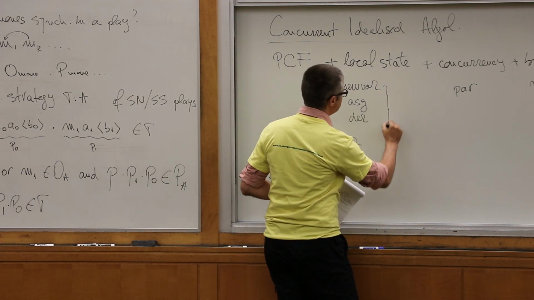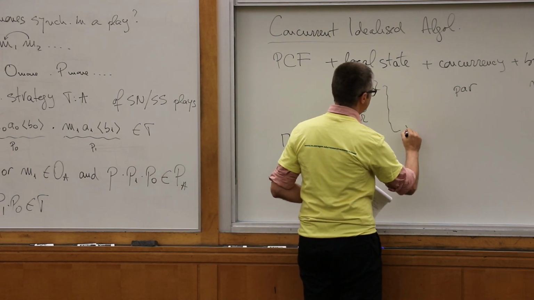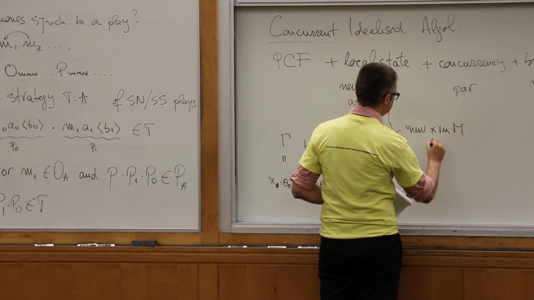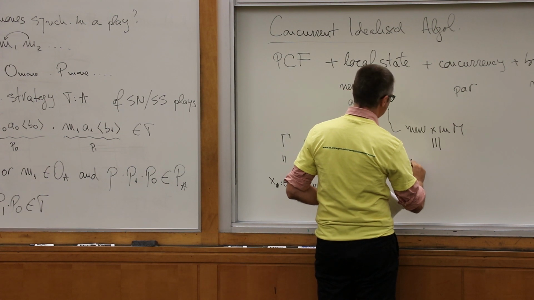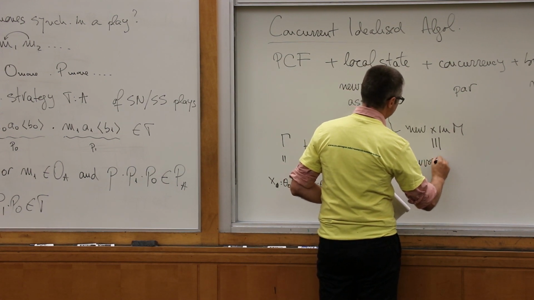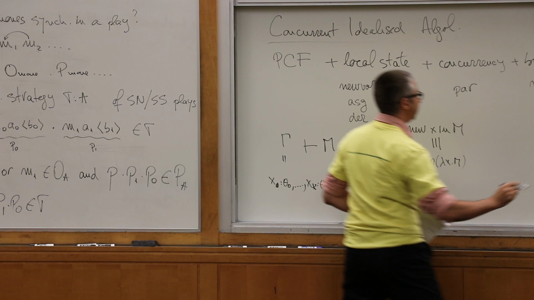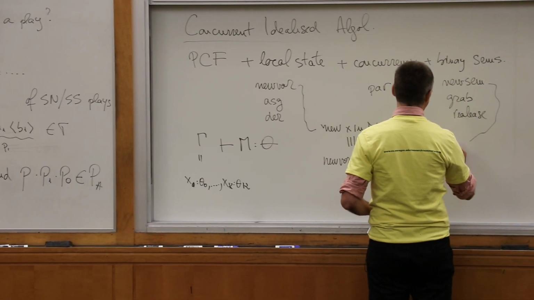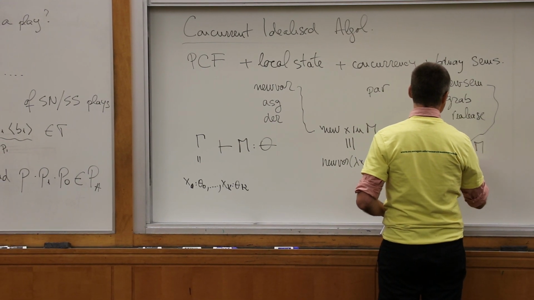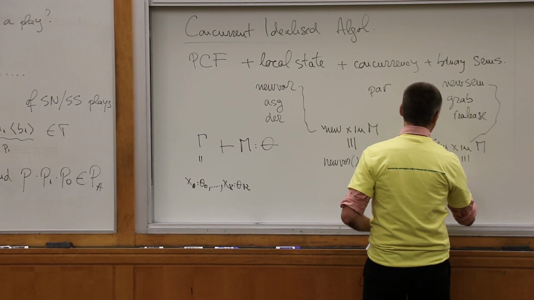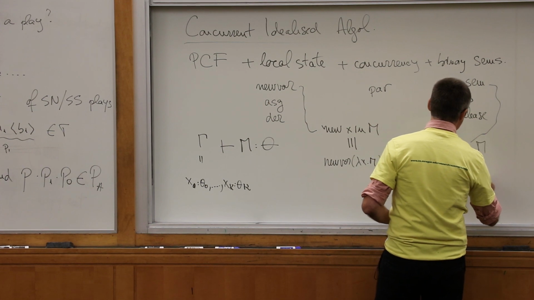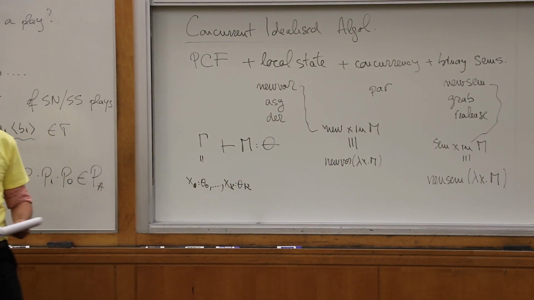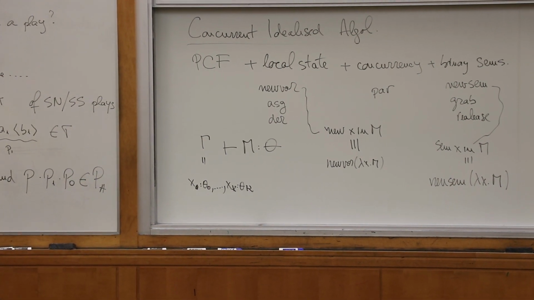Just to remind you, if I write something like new x in m, that's the same thing as new var of lambda x dot m. Same here. If I have semaphore x in m, that is the same thing as new sem lambda x dot m.